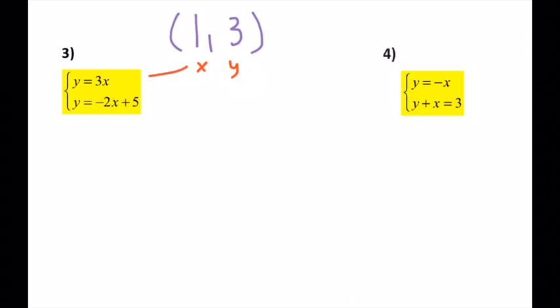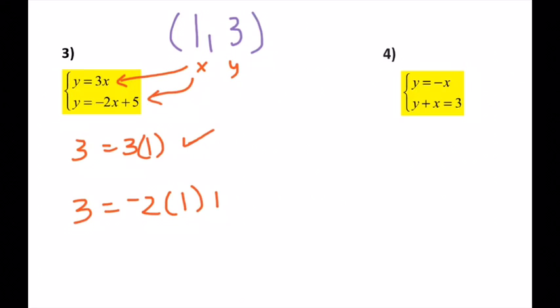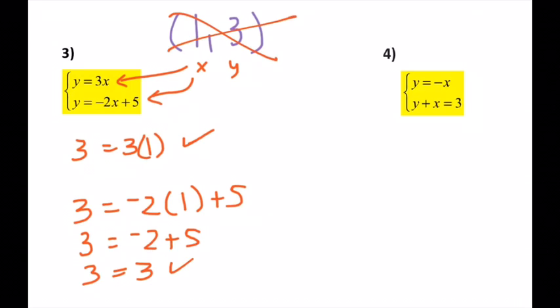So if I take this and put it in the first equation, 3 equals 3 times 1, is that true? Yes. Okay, and then put it in the second equation. y equals negative 2 times x plus 5. 3 equals, that's negative 2 plus 5. That's 3 equals 3. That's also true. If it wasn't true in both of them, then you would have the wrong answer. But because it does work in both of them, this is the right answer. And so that's how you can check.